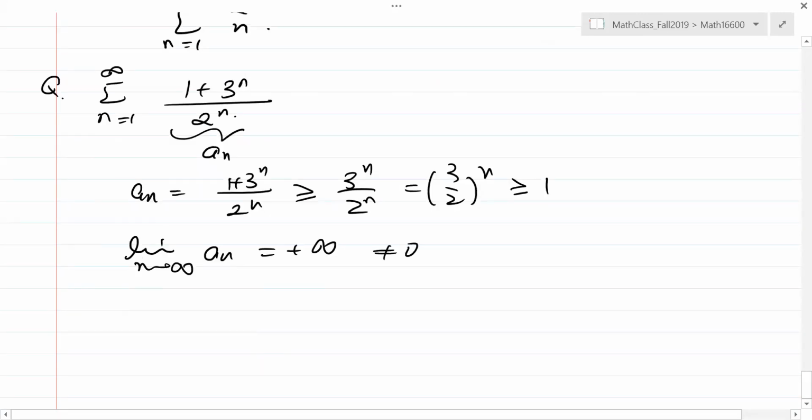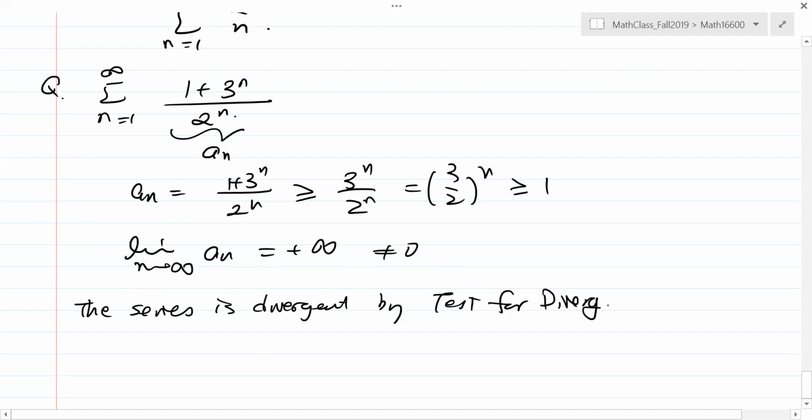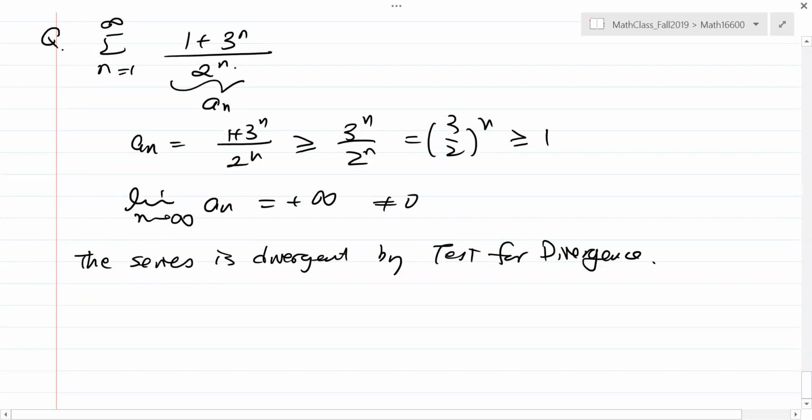It's better to say it's a series, because we don't know which one you're talking about. So the series is divergent by the test for divergence. That's enough. You have to say that, according to the test for divergence.